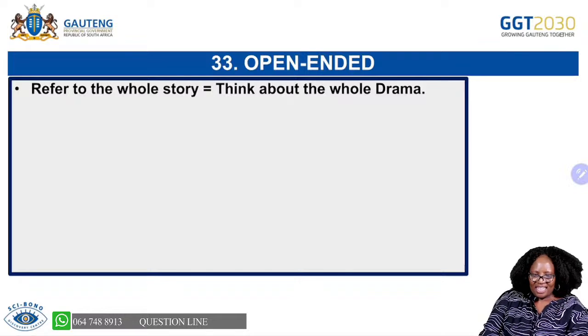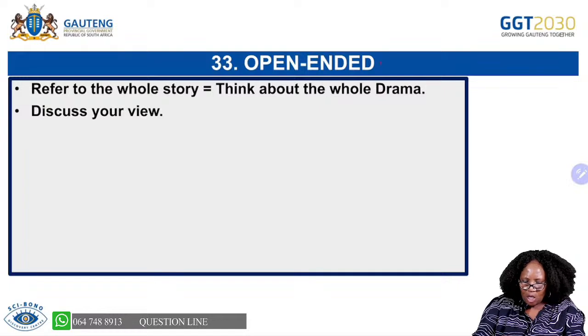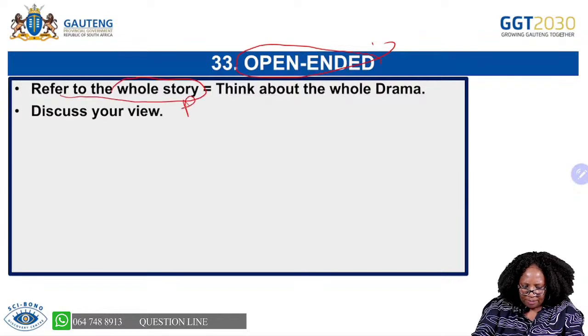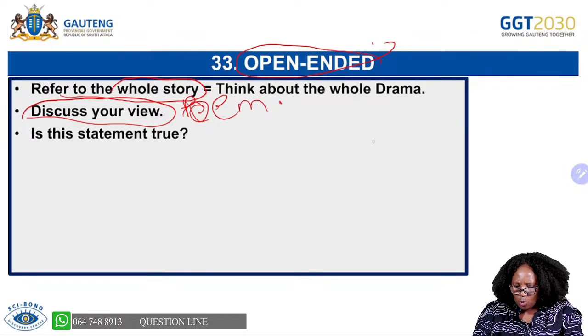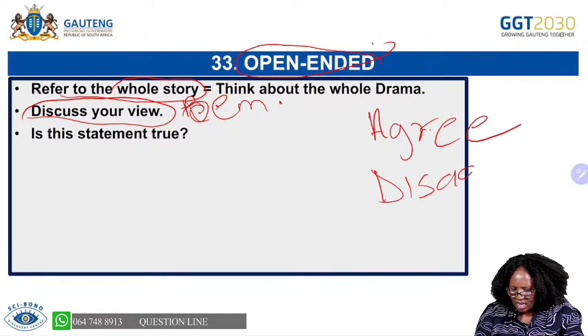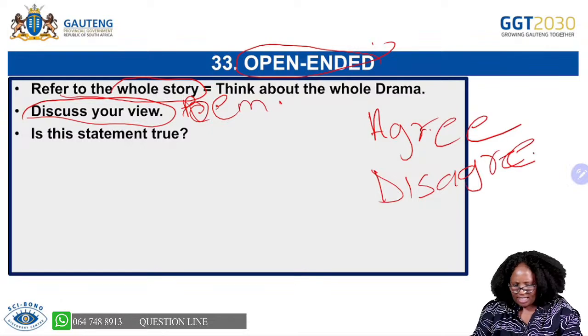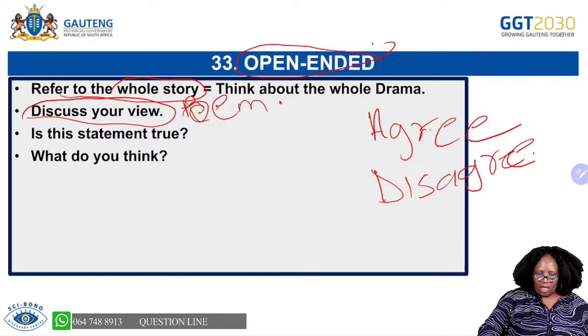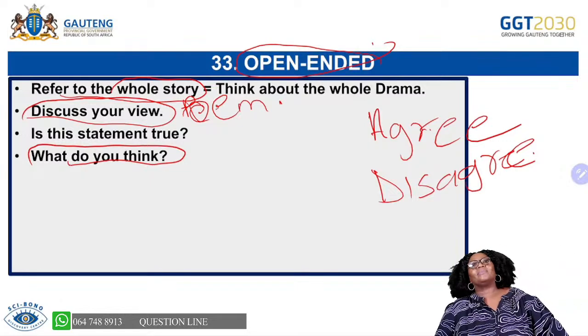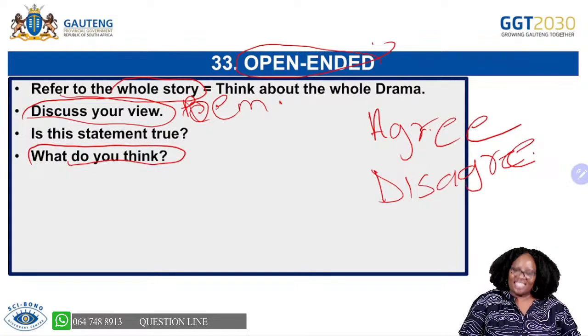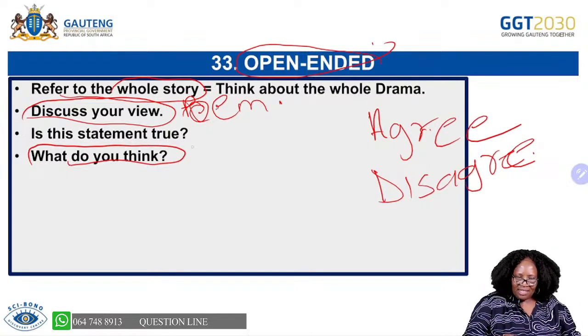The last questions that you get in your question paper would be open-ended questions where you refer to the whole poem, and they would ask you to discuss your view. When we ask you to discuss your view, you either agree or disagree with the point or the statement made. In essence, we're asking you, what do you think? We never say, what do you think? We never ask you directly, is this statement true? But the question would be, discuss your view.